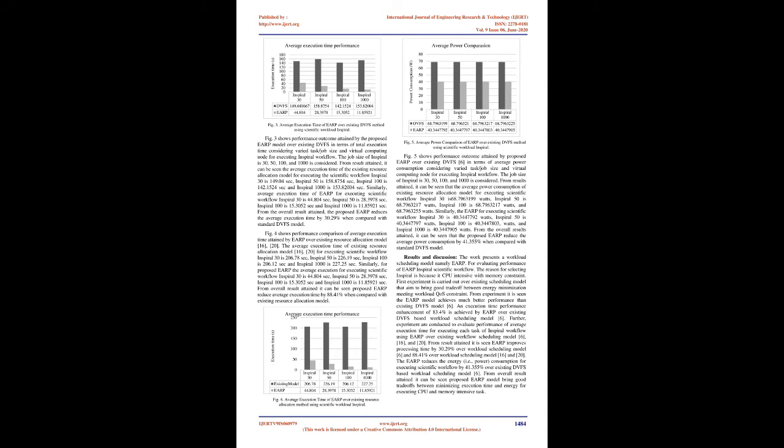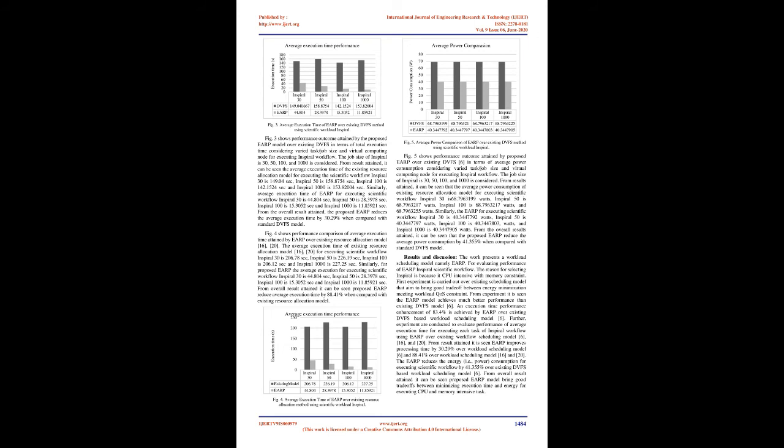From the overall result attained, the proposed EARP reduces the average execution time by 30.29% when compared with the standard DVFS model. Fig. 4 shows the performance comparison of average execution time attained by EARP over existing resource allocation models 16, 20. The average execution time of existing resource allocation models 16, 20 for executing scientific workflow Inspiral 30 is 206.78 sec, Inspiral 50 is 226.19 sec, Inspiral 100 is 206.12 seconds, Inspiral 1000 is 227.25 seconds.